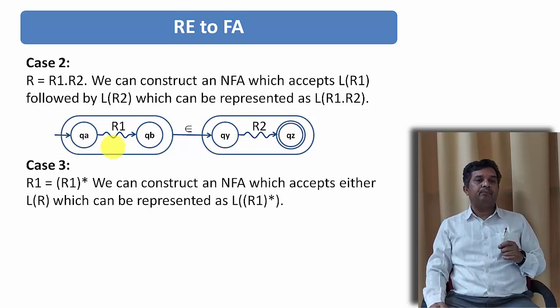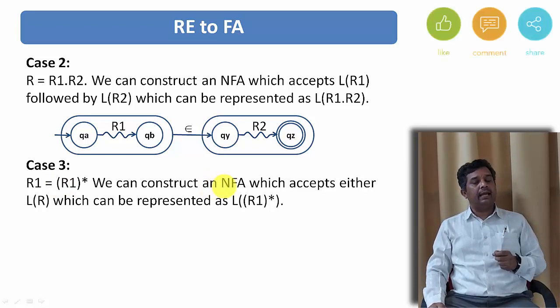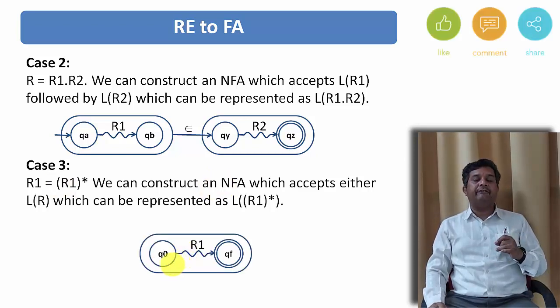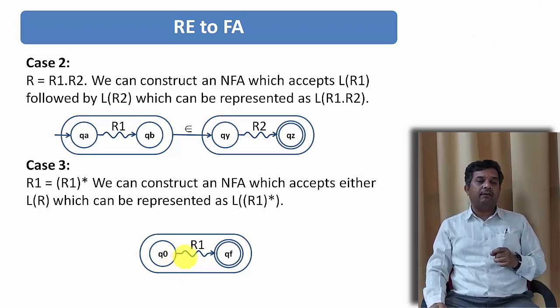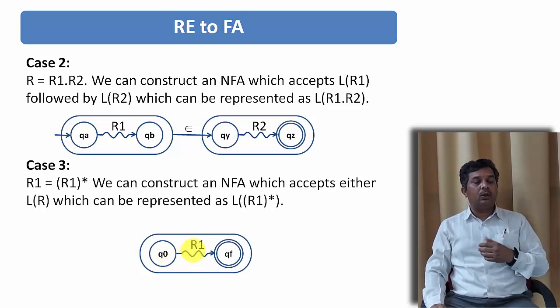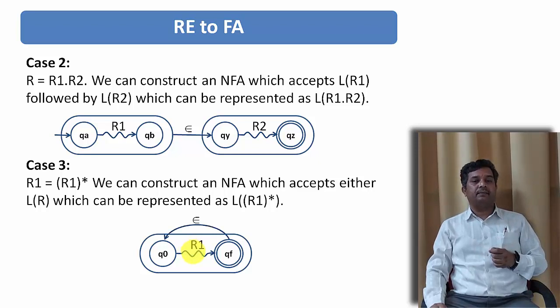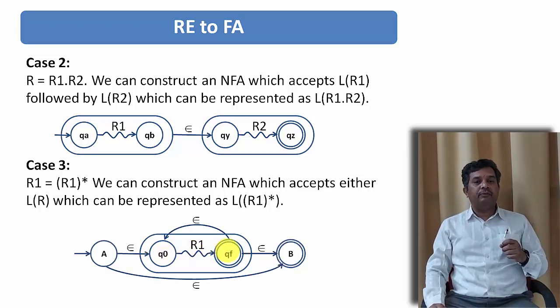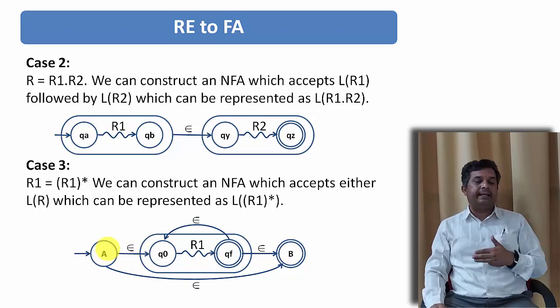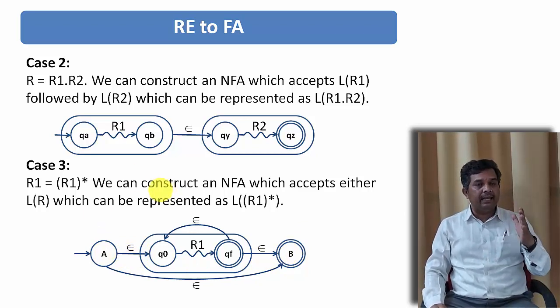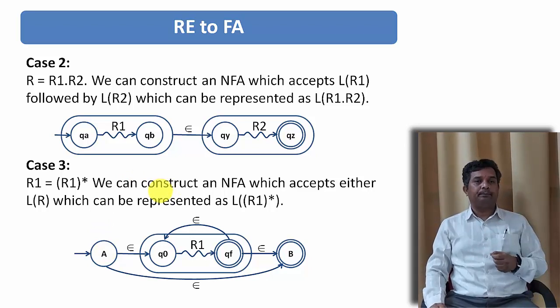There is one more case. I can use Kleene closure. For Kleene closure also I can construct an NFA. If this particular NFA represents the expression R1, then I can represent Kleene closure of R1 as this. I'll take a transition from the final state of R1 to the starting state of R1 and I'll take another transition from A to B, which is an additional state that I am going to use. So with these three cases, I'm going to represent any regular expression as an NFA.